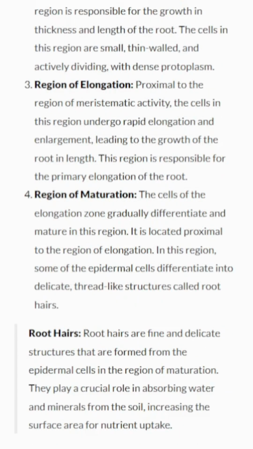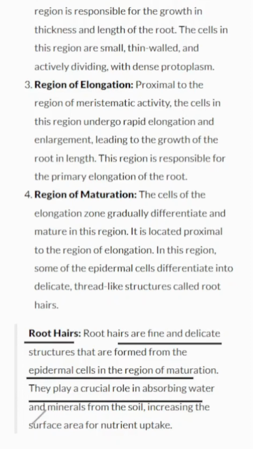Here's an interesting twist. In this region, some of the epidermal cells transform into delicate, thread-like structures known as root hairs. These root hairs are like the feelers or antennas of the root, delicately reaching out into the soil. But what's their job? They play a crucial role in the root's quest for survival by absorbing water and essential minerals from the soil. They act as the plant's nutrient collectors, increasing the surface area for nutrient uptake.